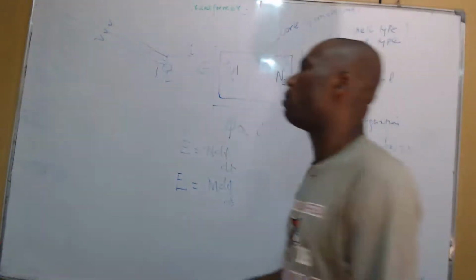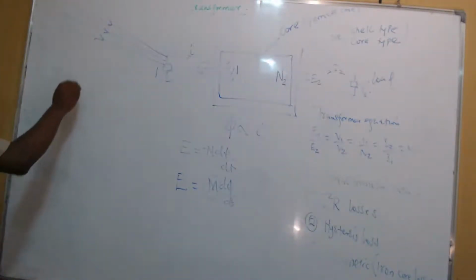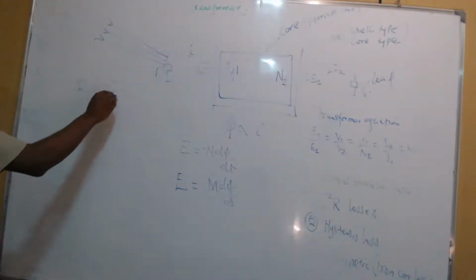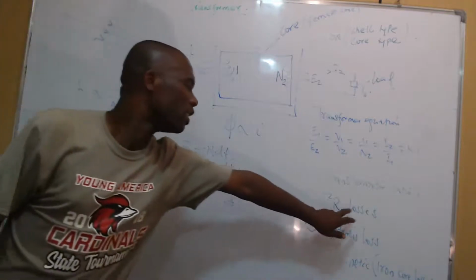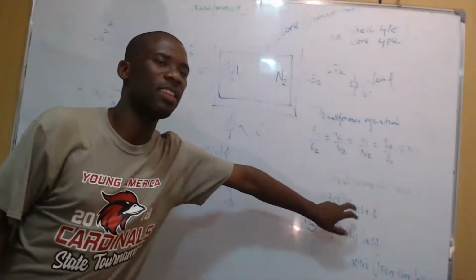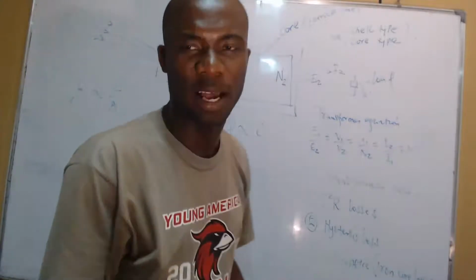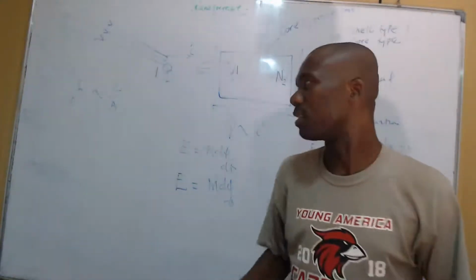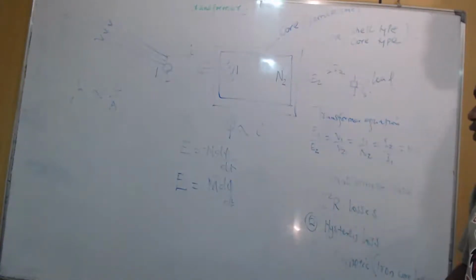Now, the resistance of a given material is directly proportional to length and inversely proportional to area. If you want the effect of these losses in the transformer to be reduced, that is one of the ways in which you can reduce the effect of I square R losses in a transformer.